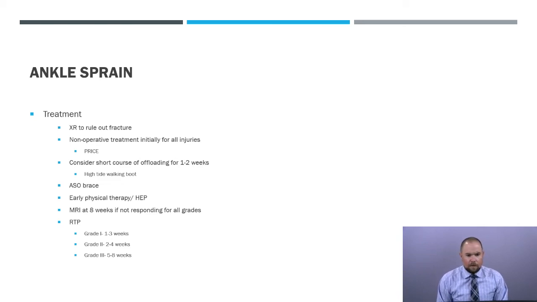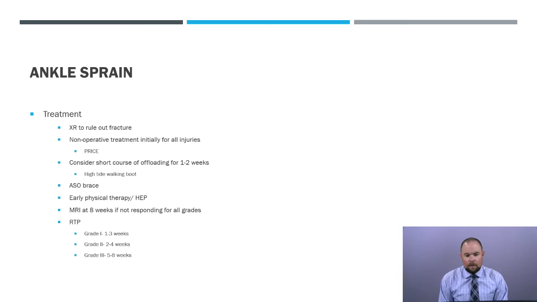So treatment, like I said, get an x-ray, and then PRICE: protect, rest, ice, compress, and elevate. We also consider a short offloading course, for about 1 to 2 weeks, with a high-tide CAM walking boot. Typically, once I see them back in the office, their pain's improved, their swelling's going down, I will transition them to an ankle support orthosis or an ASO brace. This fits into their shoes, so it's a little bit more tolerated. And then early physical therapy is indicated. I usually try to get them in physical therapy as quick as I can.